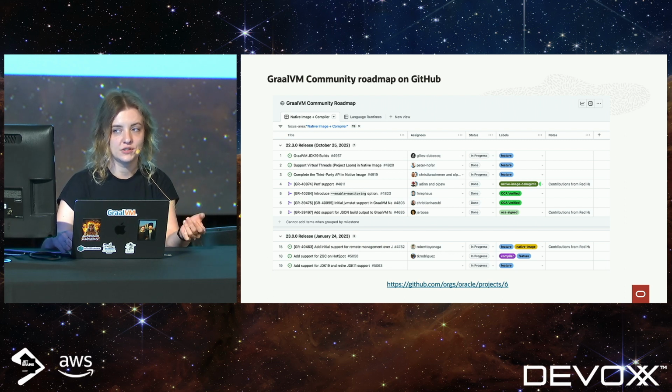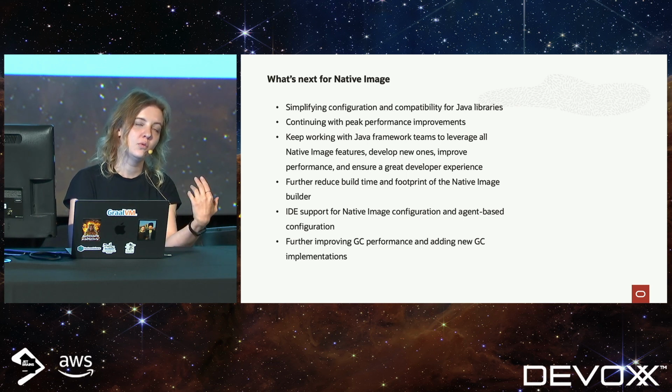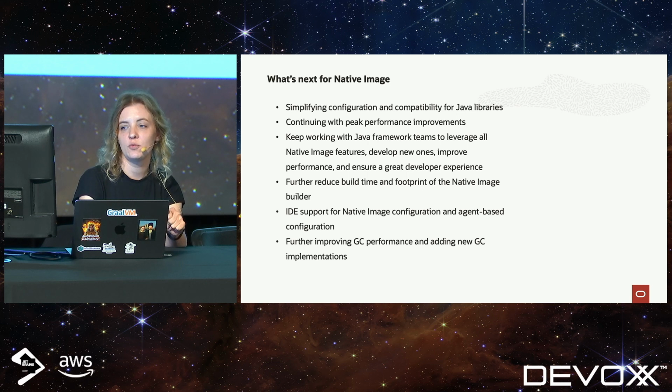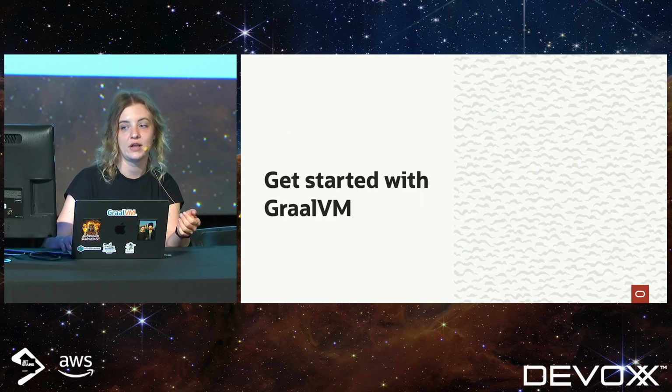And what's next for native image? We will keep working to make sure that you can easily use libraries in your native image applications, keep working on peak performance improvements, keep adding more GC options and improving GC performance, and keep working with Java framework teams to make sure that you can leverage all the native image features in your applications from those frameworks.